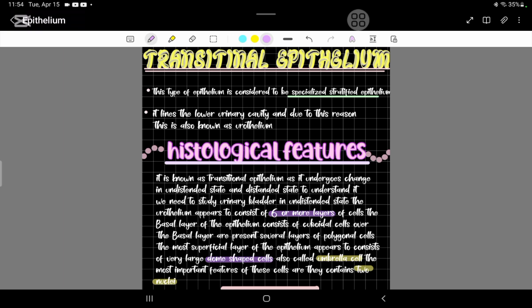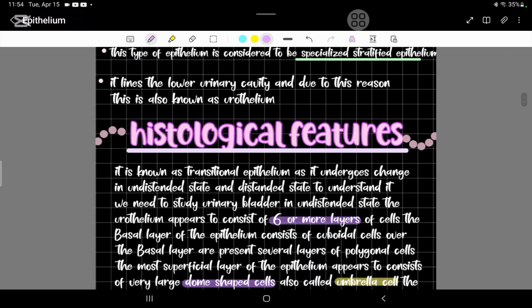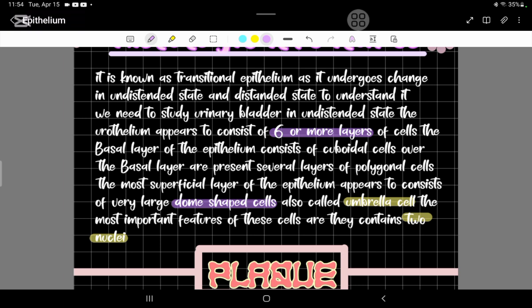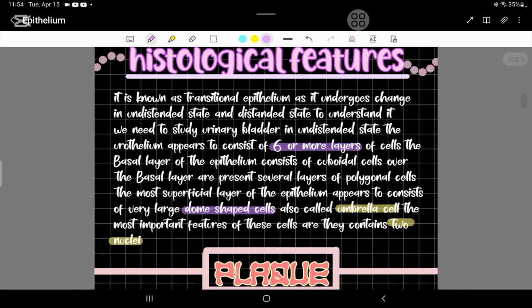Why it's specialized and why it is not characterized simply as stratified epithelium, we will discuss this. It lines the lower urinary tract, and due to this reason it is known as urothelium. It is known as transitional epithelium as it undergoes changes between the undistended state and the distended state. What do you mean by that?